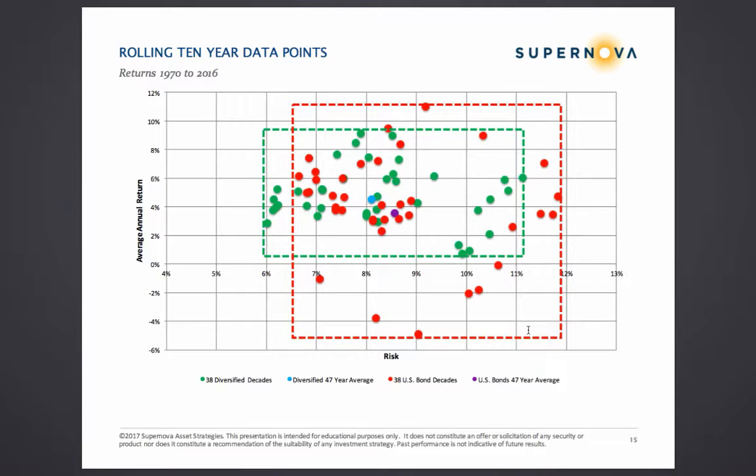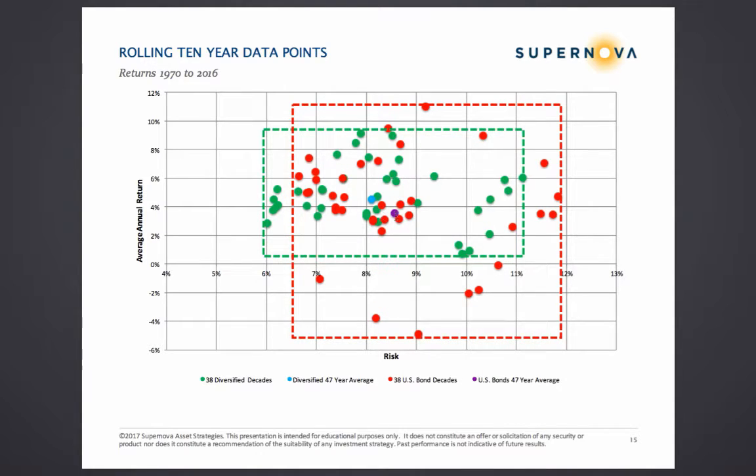Now, we don't think the past 47 years are going to look like the next 47 years, so we chop data up into rolling 10-year data points. Here's what we mean by that. If we start in 1970, the first 10-year period goes from 1970 to 1979. The second 10-year period goes from 1971 to 1980, etc., etc. There are 38 different decades we can look at.